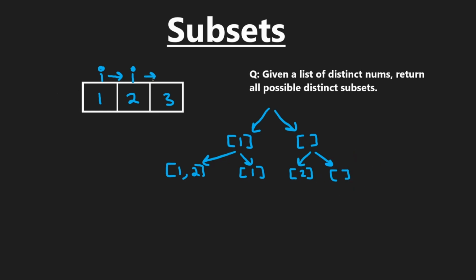And then finally, we have one last decision as we get to the last index. Here, we can include the 3 or not include the 3. And over here, same thing. If we include the 3, we get the 1, 3 subset. Here, we can skip it.